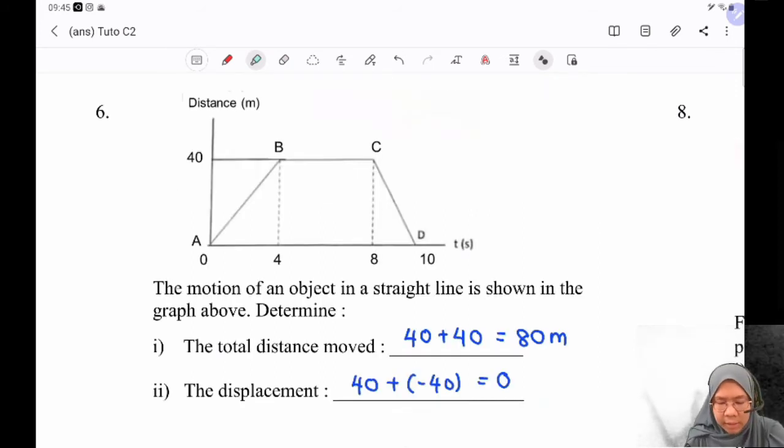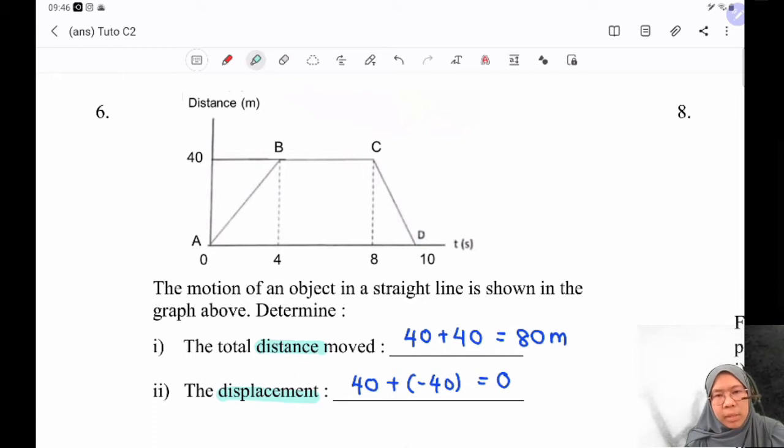Okay, so kita ada S against T graph. Okay, the motion of an object in a straight line is shown in the graph above. Determine the total distance moved dengan displacement. Okay, so di sini kita kena aware with the difference between distance dengan displacement. Distance dia tidak melibatkan direction, so ditambah semua, dia tak ada nilai negatif.